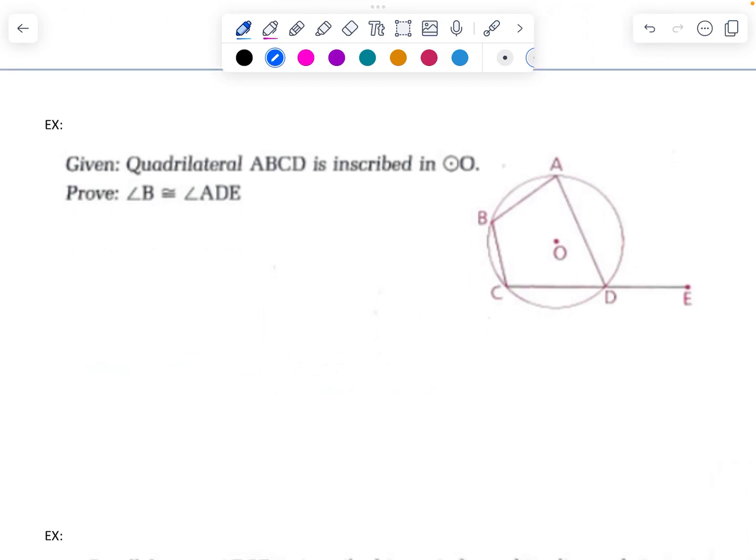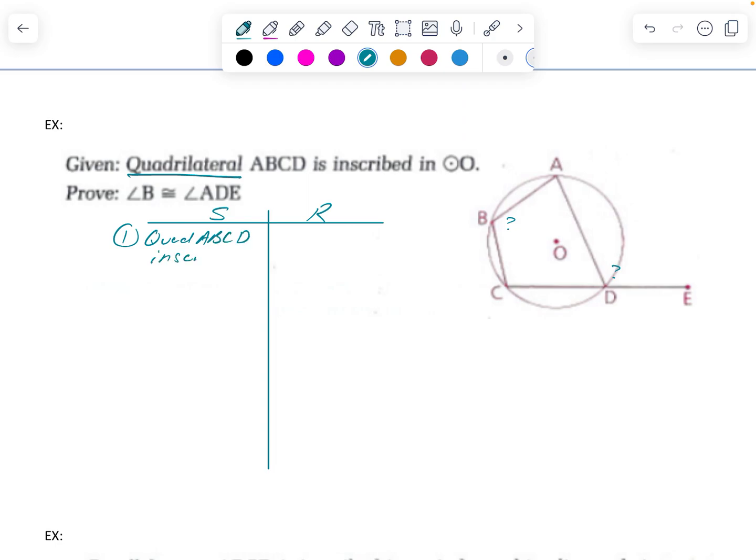Next, we have a proof to do. So let's take a look at this. It says, given quadrilateral ABCD is inscribed in circle O, prove angle B is congruent to angle ADE. So we want to prove these two are congruent. Well, let's do this. Statements, reasons. So 1, quadrilateral ABCD inscribed in circle O, given.